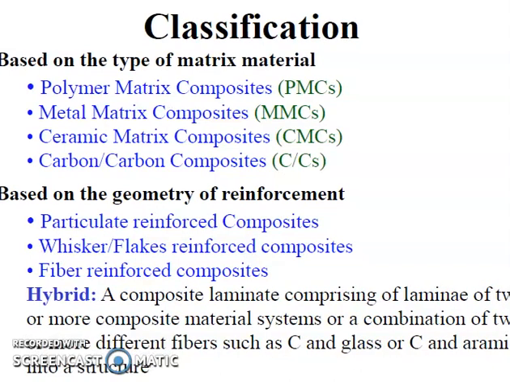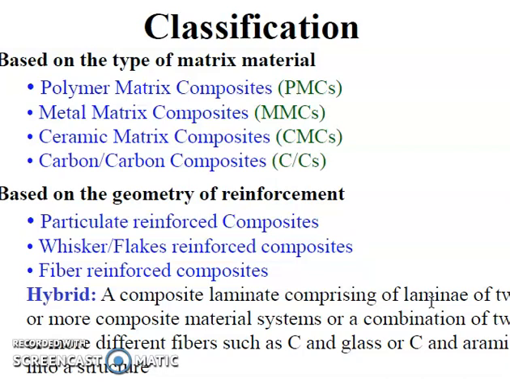So next, how to classify the composites. There are different methods of classifying the composites. One of the criteria of classification of composites is the type of matrix material. They are classified or named according to the matrix material. The polymer matrix composite is the first class. Then second is the metal matrix composite. Third is the ceramic matrix composite. Fourth is the carbon-carbon composite. That means the carbon material is the matrix, as well as the reinforcement is also carbon material. So based on matrix material, composites are classified into four groups.